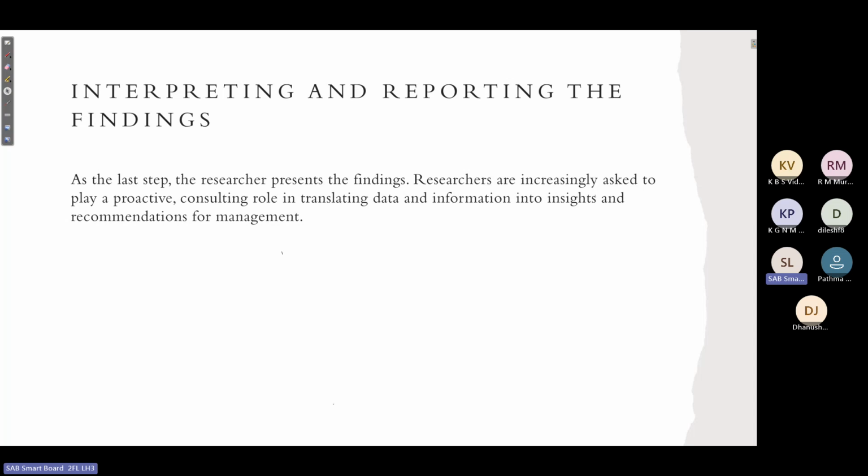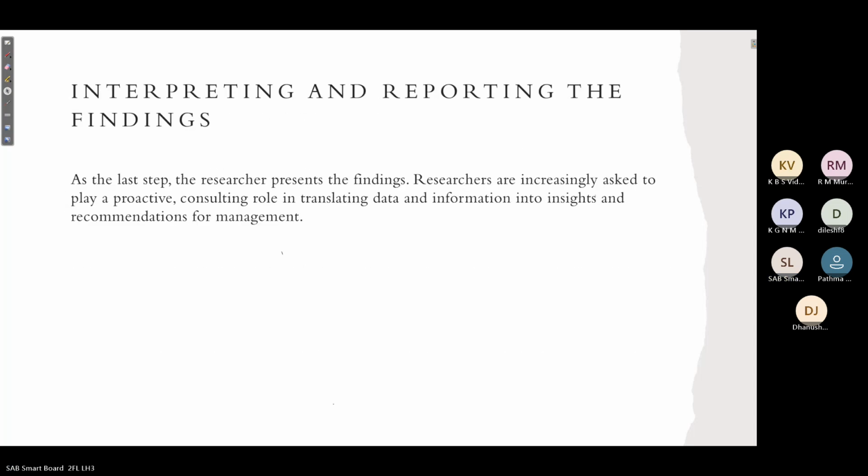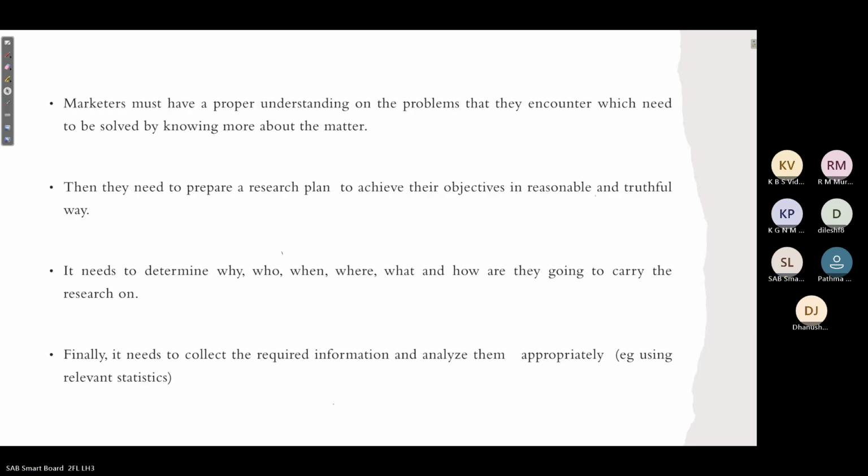There is a normal process involved with that research process. So marketers must have a proper understanding of the problems that they encounter, which need to be solved by knowing more about the matter. And this is about the plan we have. They need to plan it, they need to implement it, and they need to finally come up with the findings that they want to have.